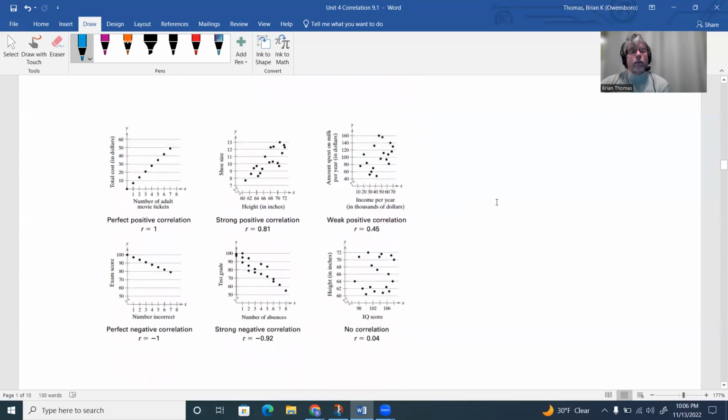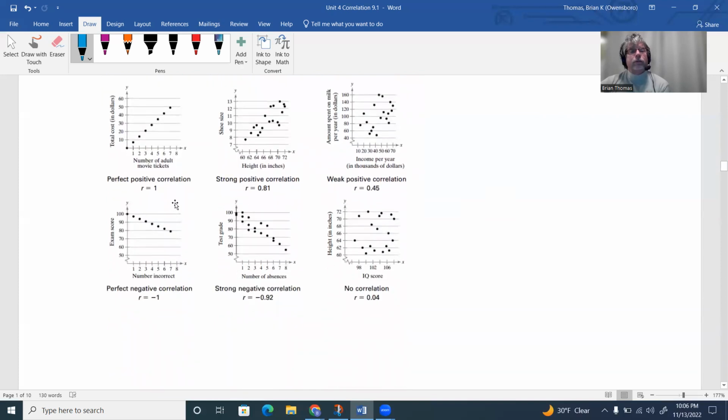So some values for R. If R is equal to 1, this is considered a perfect positive correlation. If R is really close to 1, then it's called a strong positive correlation. Notice that this pattern here would be considered very strong. It's not perfectly linear, but it's moving in a strong positive linear relationship.